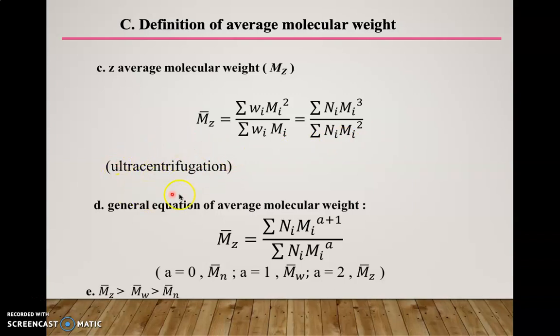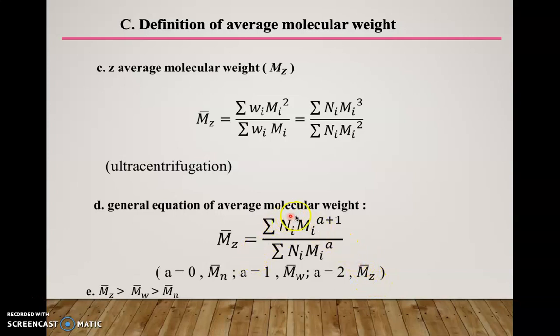If we use a technique called ultracentrifugation to determine the molecular weight, what we obtain is a Z average molecular weight. This particular equation is the general equation, which we can write as M equals summation Ni Mi to the power a plus 1 upon summation Ni Mi to the power a. When a value is 0, this equation reduces to the number average molecular weight. When a is 1, it reduces to the weight average molecular weight. When a is 2, it becomes the Z average molecular weight.